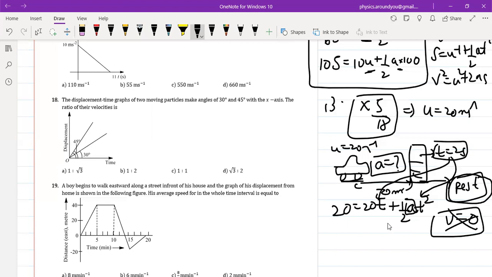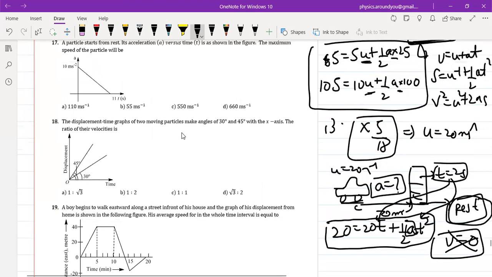Always it is useful to relate the variables using the conditions given only. Don't assume anything and put in the equation. So that is question number 13 for you.